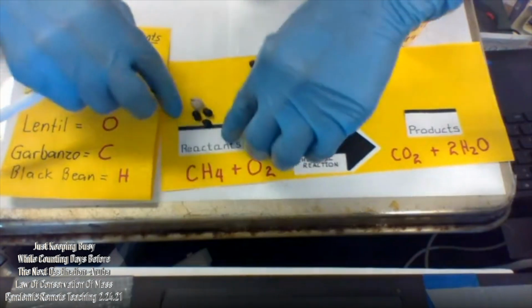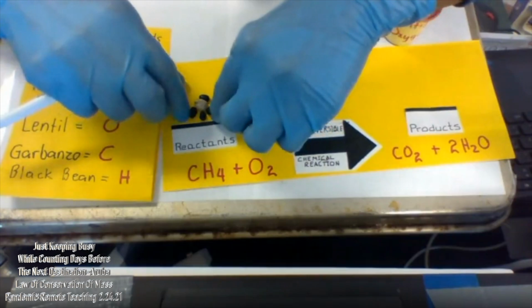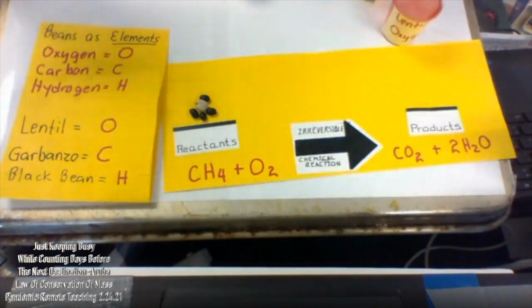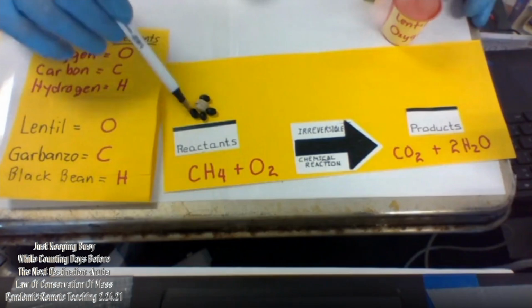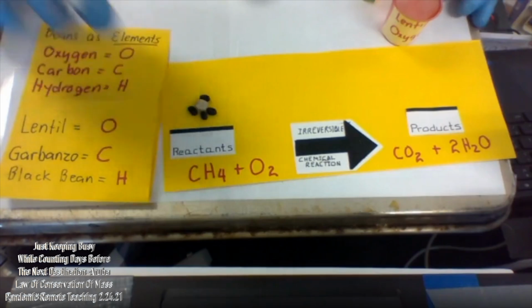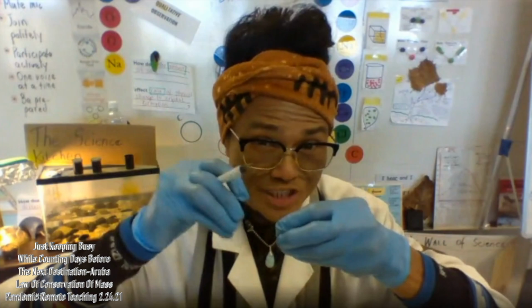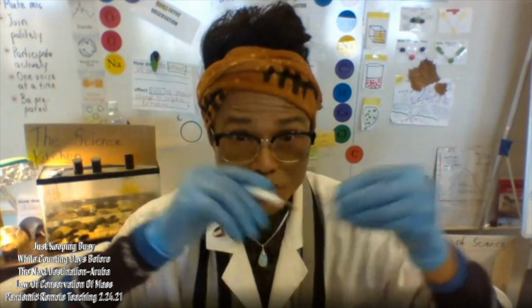Lovely. Since they are together, I will just put the black beans around the garbanzo. Lovely. Kind of like a merry-go-round here. All right, there you go. Bob's your uncle. So far, I've assembled or put the seeds together to represent CH4. I got 4 black beans, 4 hydrogen, 1 garbanzo, 1 carbon.